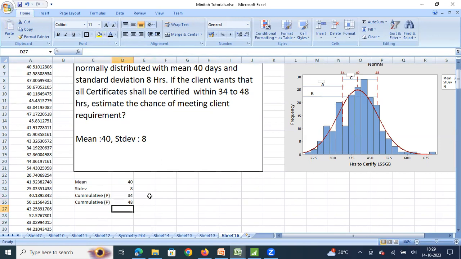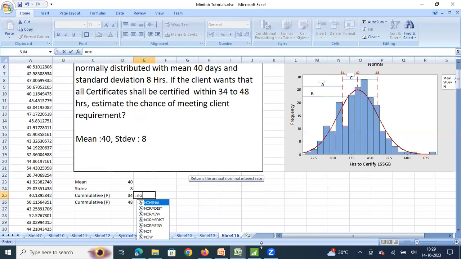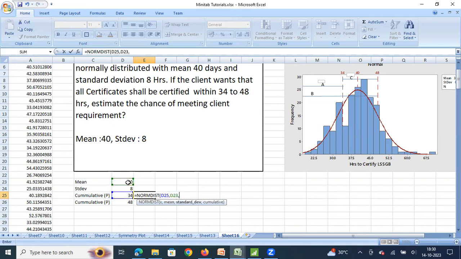So how am I going to calculate this? I can type is equal to NORM. If you see here, it shows normal distribution, right? NORMDIST. So I select this. So it says, what is your X? X is nothing but the point for which we wanted to calculate cumulative probability. In this case, it will be 34. So I select 34. Next, I need to give my average. Next, I need to give my standard deviation. And finally, I can either enter a value 0 or 1.